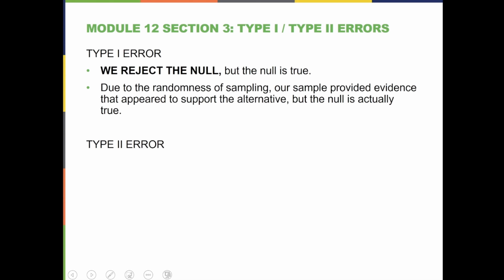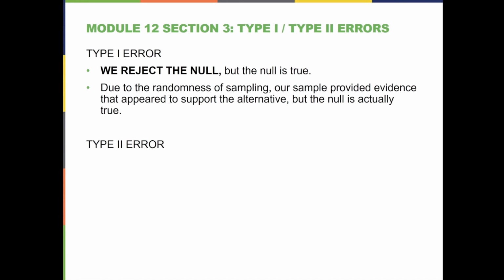So there are two types of possible errors that we can make when we're doing hypothesis testing. The first is a Type 1 error. And a Type 1 error is only possible if we reject the null hypothesis. It is an error because the null is actually true. So what this means is due to the randomness of sampling, our sample provided evidence that appeared to support the alternative, but the null is actually true.